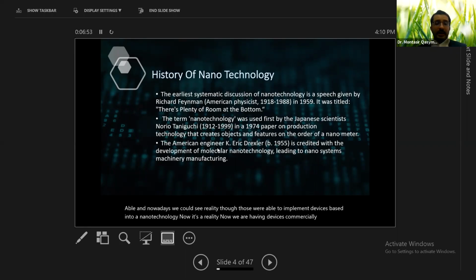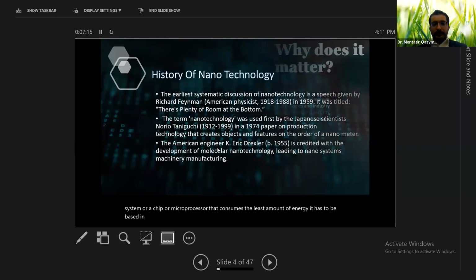We use it in the energy sector. We use it in environmental sectors. We will have different examples today. We use it in the wireless communication sector. We use it in low power systems. So if you want to design a system or a chip or a microprocessor that consumes the least amount of energy, it has to be based on nanotechnology.